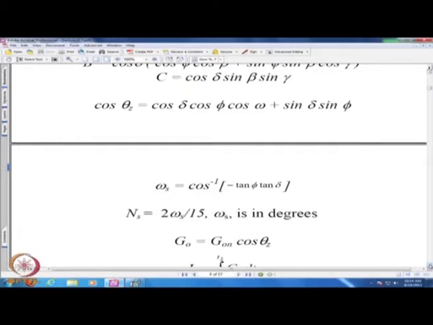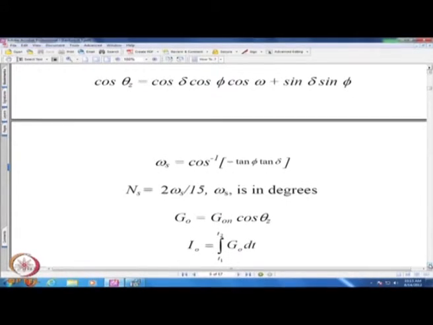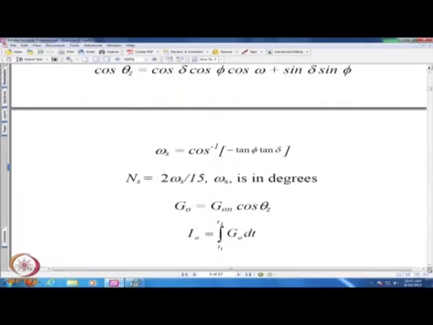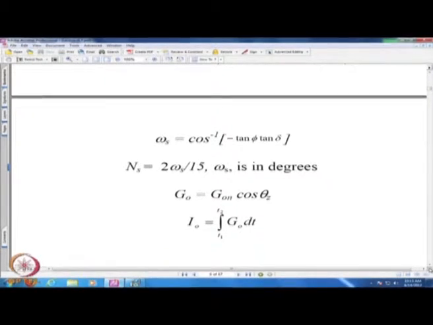We had of course discussed in detail the difficulties that one faces if latitude is more than 66.45 degrees and declination plus the latitude turns out to be more than 90 degrees, considering the magnitude of the declination. The number of sunshine hours is related to the sunset hour angle, which is twice omega s upon 15, because 24 hours for the Earth's rotation takes 15 degrees for each hour. So, N s will be the number of sunshine hours that the location will receive.